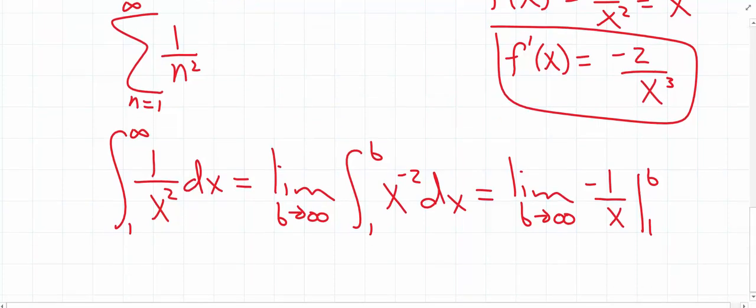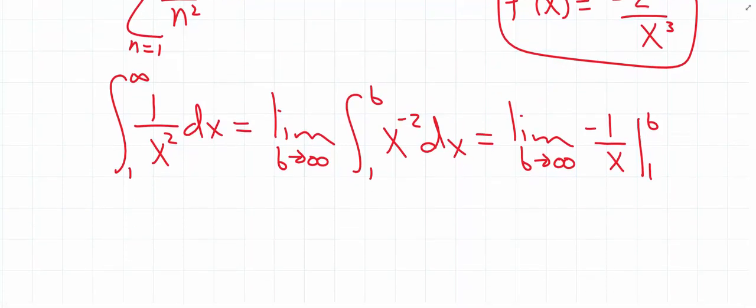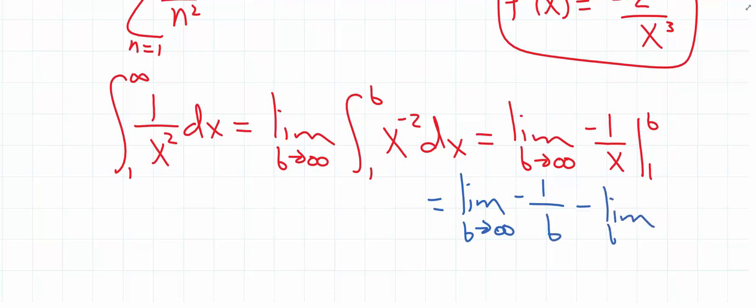Okay. Now, let's see what happens. If we plug in, we've got the limit as b goes to infinity of -1 over b minus the limit as b goes to infinity of -1 over 1. Well, this goes to 0, right? So this definitely converges, right? What's it going to be? 1? Converge to 1?